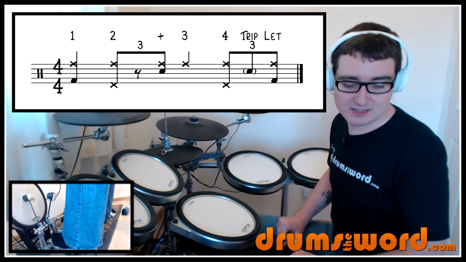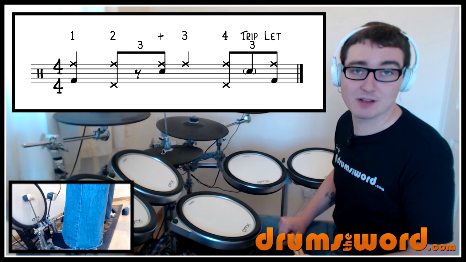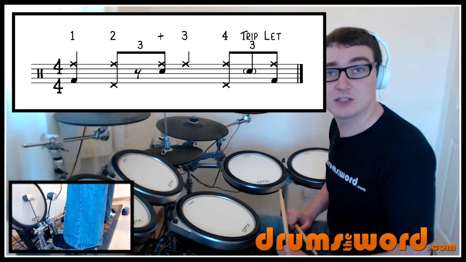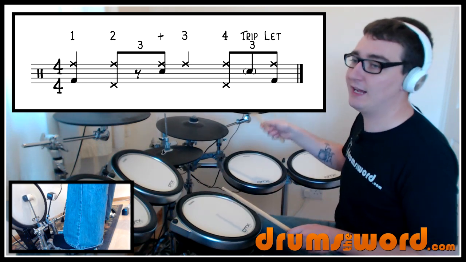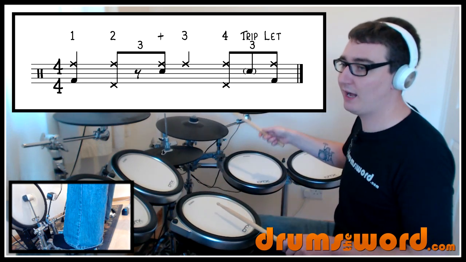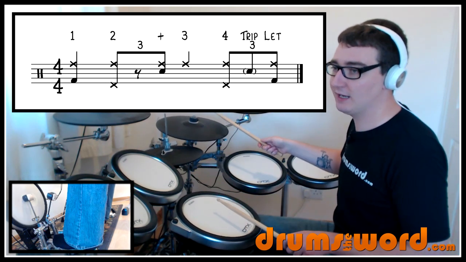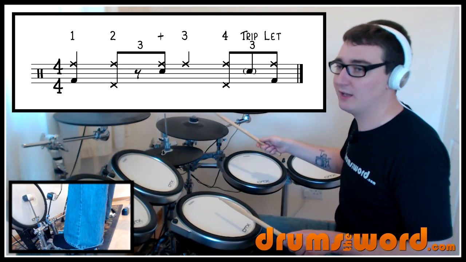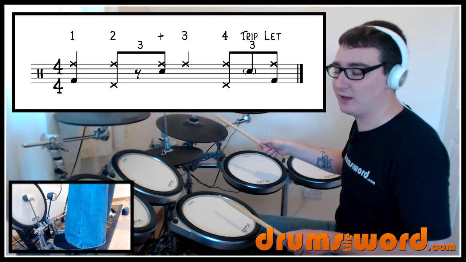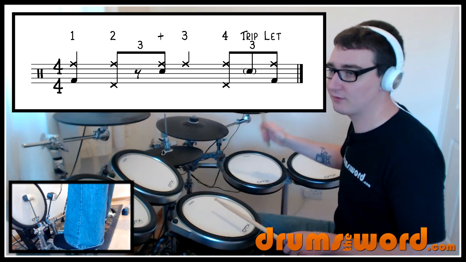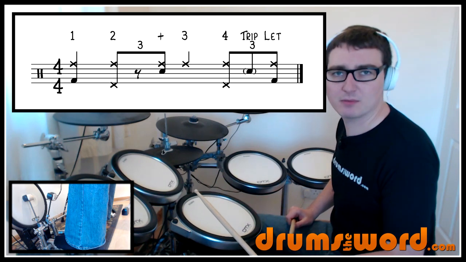Let's now add in some snare and bass drum notes to make it a bit more interesting to play and finally hear what that sounds like. 1 and 2 and 3 and 4 triplet, 1 and 2 and 3 and 4 triplet, 1 and 2 and 3 and 4 triplet, 1 and 2 and 3 and 4 triplet, 1. And just for fun, play it up a little bit faster.